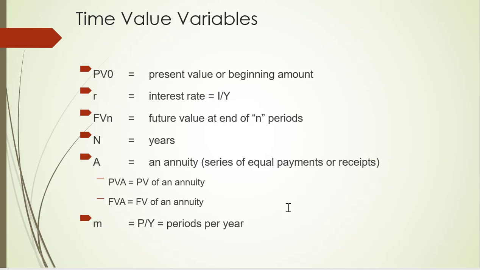A is annuity. An annuity is a series of equal cash flows for a certain period of time. And of course, we can have a present value of an annuity or a future value of an annuity. Sometimes we also refer to this as payment, right? Instead of A, it could be payment, PMT. M is the periods per year. This incorporates our time value of money and the compounding of interest.